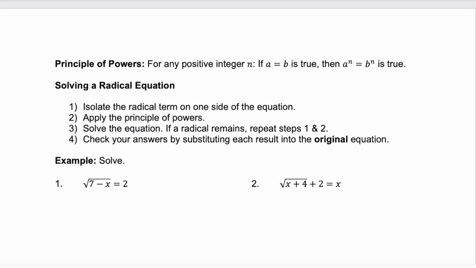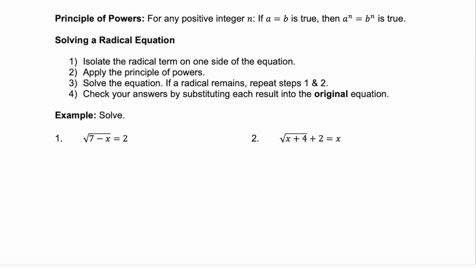Now, how do we simplify radicals? Well, to simplify a radical, we have 4 steps that we need to follow. The most important step is that you need to isolate the radical term on one side of the equation. If you have multiple radicals in an equation, isolate one of them and then work through, and then you'll repeat steps 1 and 2 in order to isolate the remaining radical.